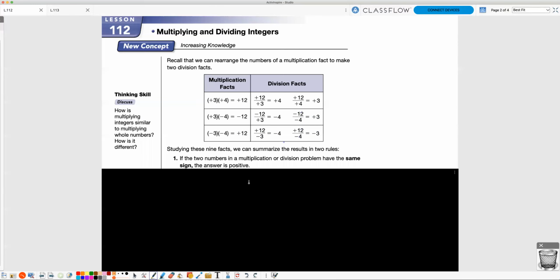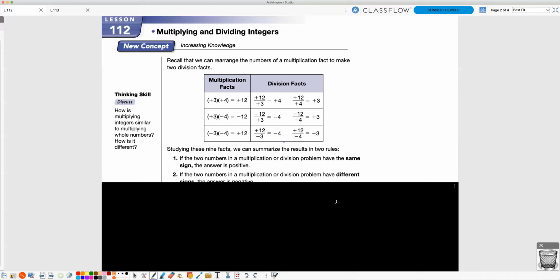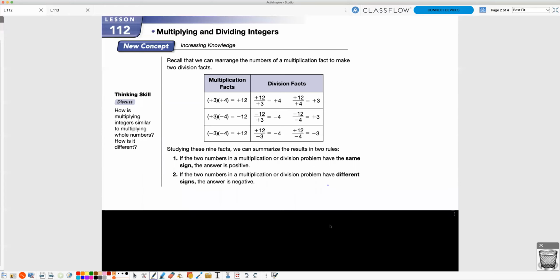Rule number 1: if the two numbers in a multiplication or division problem have the same sign, the answer is positive. Rule number 2: if the two numbers in a multiplication or division problem have different signs, the answer is negative.